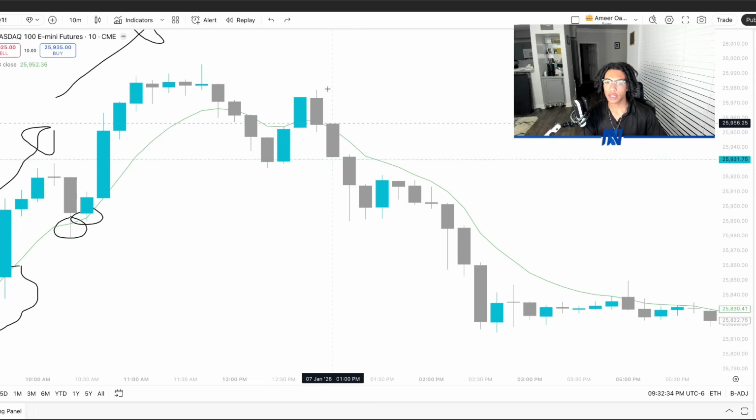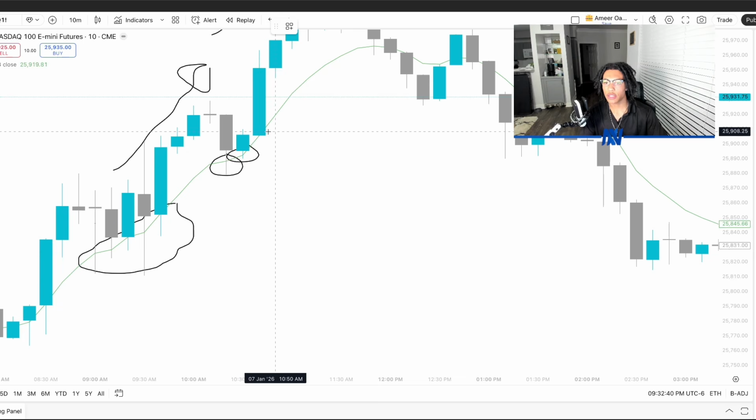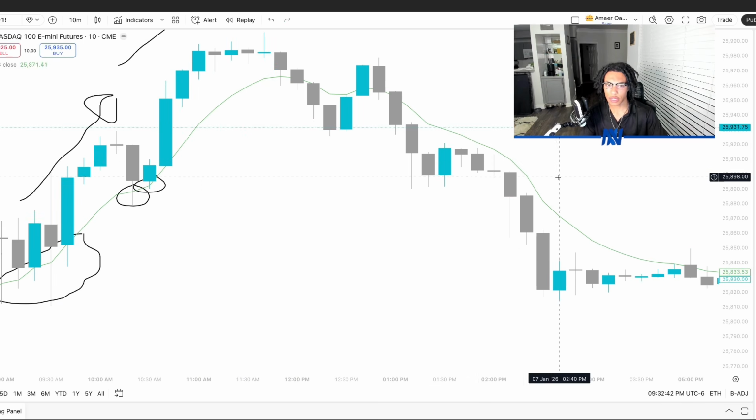So just using these two examples, we see these 5 pullbacks here. We can use any of these as entries. We see these 2 pullbacks right here. We can use those as entries. And any of these pullbacks we can use as entries as well.